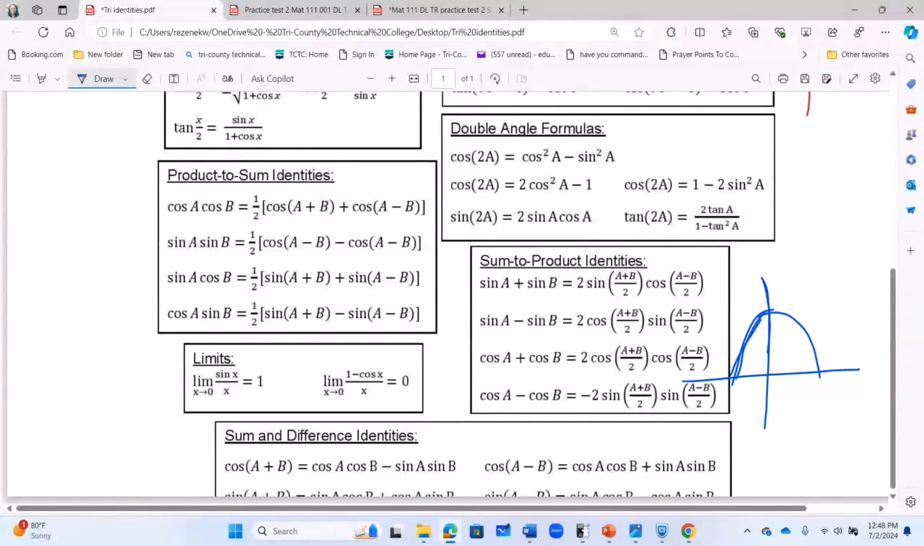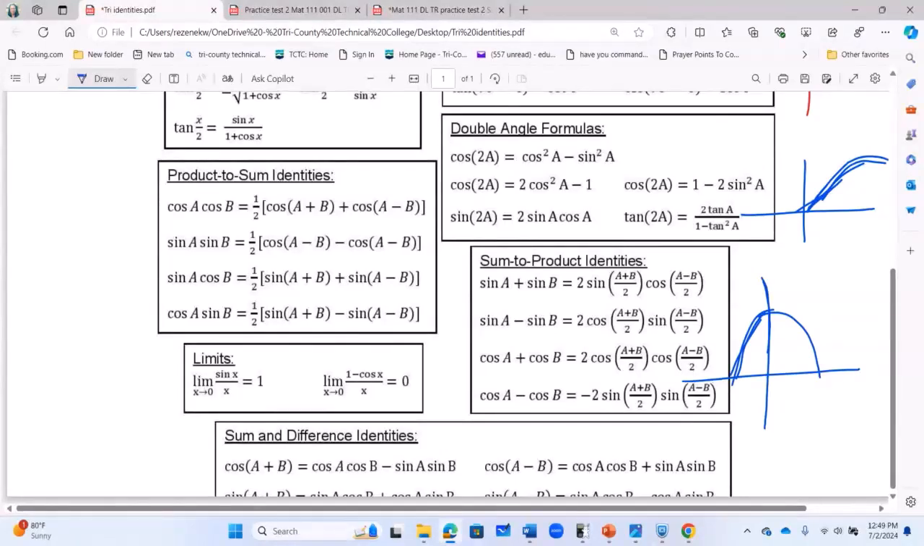But the graph of sine: sine 0 is 0. So sine is symmetric with the origin. Therefore, it's an odd function. So the sine function is symmetric with the origin.